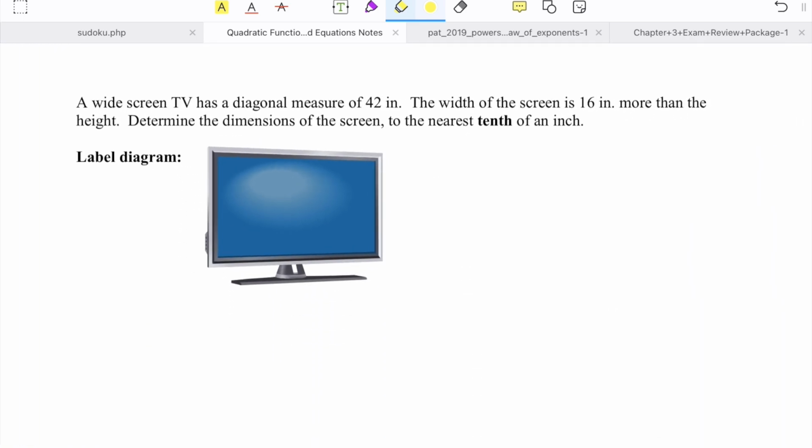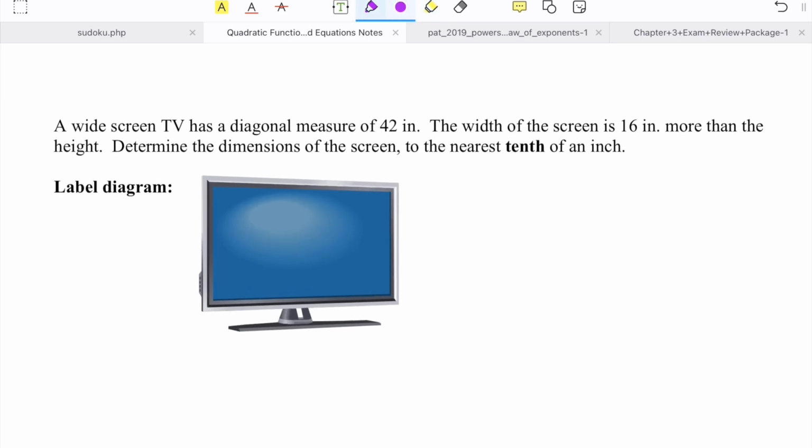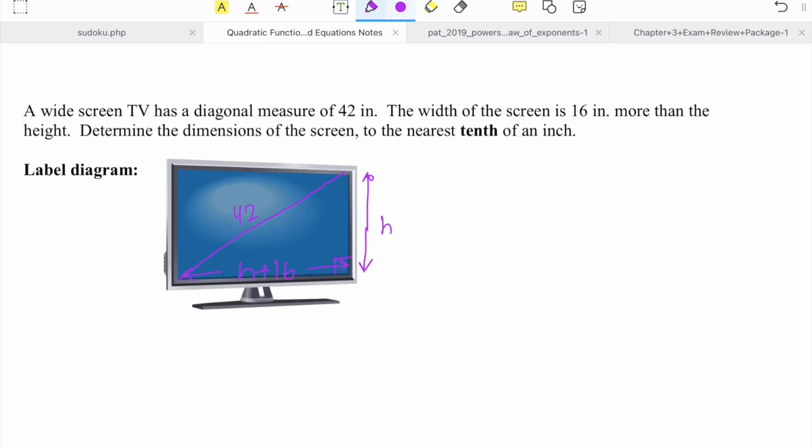The next question is, a widescreen TV has a diagonal measure of 42 inches. The width of the screen is 16 inches more than the height. So we don't know what our height is. Let's say it's h. The width is 16 plus the height, because it's 16 more than the height, so you can write it as height plus 16 or 16 plus height. And the diagonal is 42. Now, this is a right angle triangle, right? So we can use the Pythagorean theorem for this.